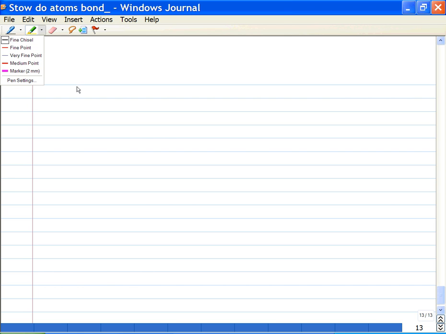Let us draw the Lewis structure for the NO3 ion. Okay, so I'm going to first give it some basic connectivity. Draw a skeleton, basically, is what I'm saying.